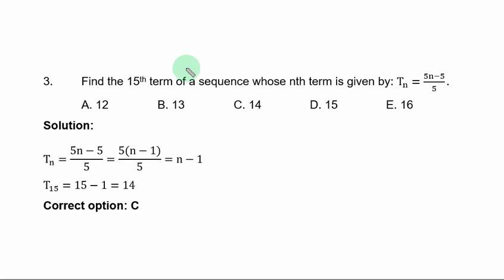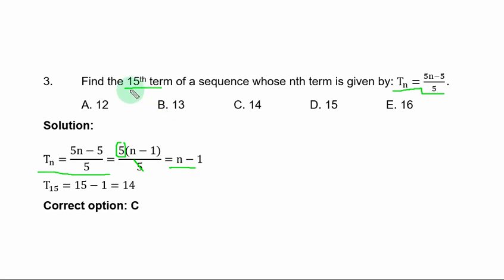Question 3. Find the 15th term of a sequence whose nth term is given by t sub n equal to (5n minus 5)/5. This is the nth term. You can factor out 5 from the numerator, and that 5 cancels this 5. You have this as the nth term.